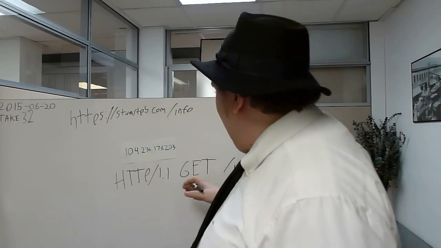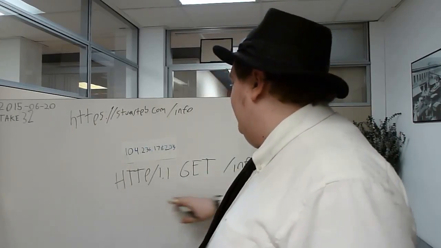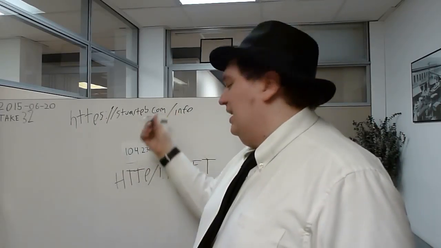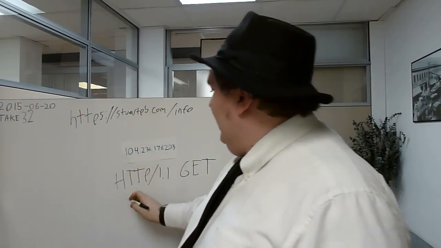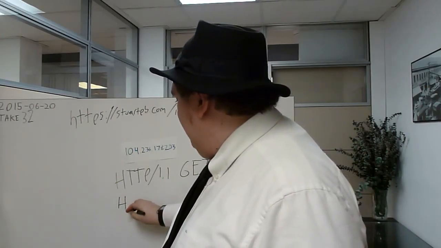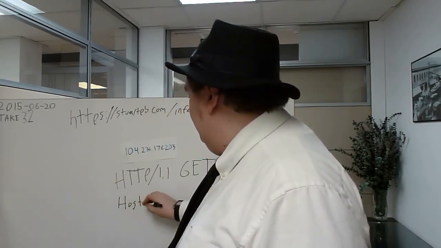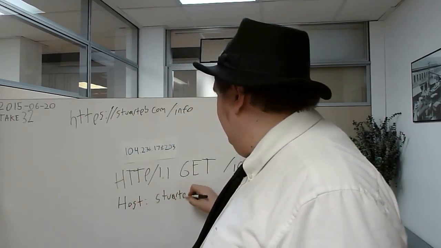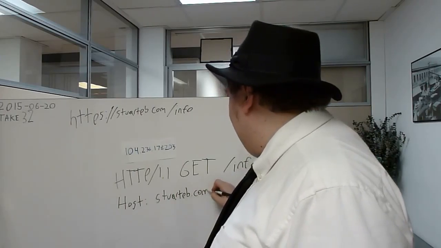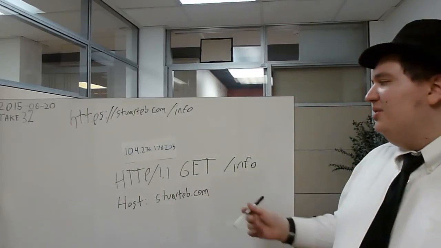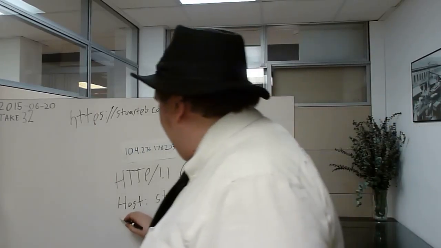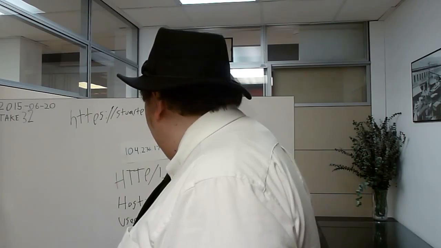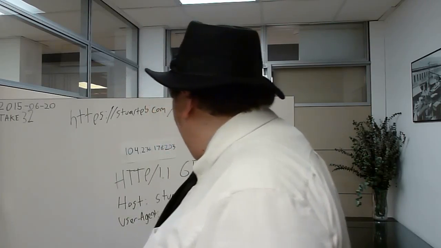So underneath, after this initial line where it requests the path, it has headers, and the only header that is mandatory is Host, and Host is StuartPB.com. And then it's also going to include some other stuff like User-Agent, and that's going to include a bunch of stuff.